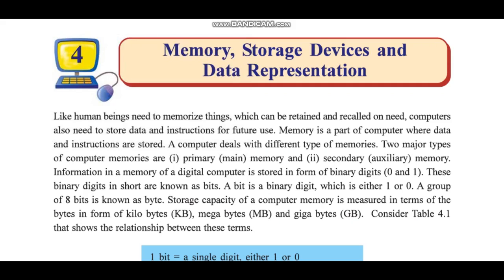When 8 bits are together, what do we call it? That is a byte. Storage capacity of a computer memory is measured in terms of bytes in the form of KB. KB means kilobyte, MB means megabyte, and GB means gigabyte. Consider table number 4.1 that shows the relationship between these terms.